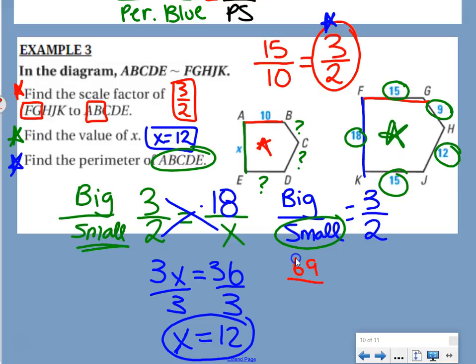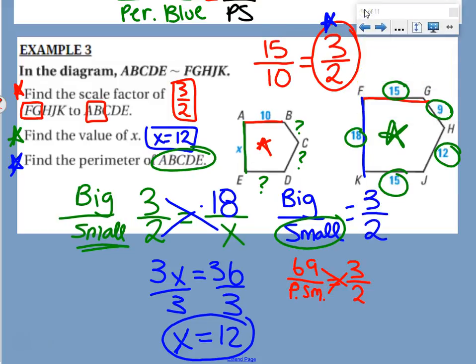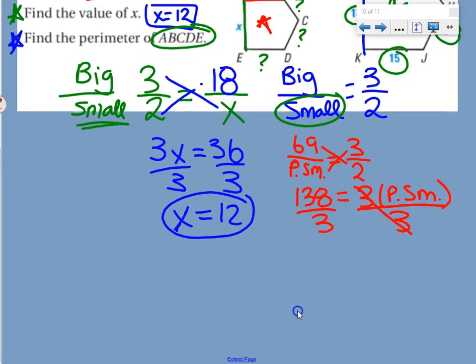So in my proportion, I'm going to put 69 for the big figure. The perimeter of the small figure, I'm not sure, so I'm going to leave that as my variable, is equal to the ratio of the sides. It's equal to that scale factor, 3 over 2. We can solve for the perimeter of the small figure by using cross multiplication. 69 times 2 is 138 equals 3 times the perimeter of the small figure. Divide both sides by 3 to figure out what that perimeter is. We get the perimeter of the small figure is equal to 138 divided by 3, which is 46. So that would be the perimeter of ABCDE. 46.